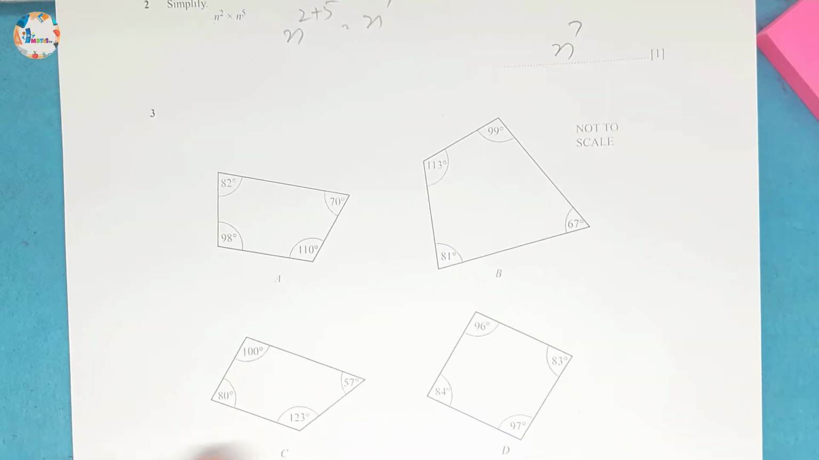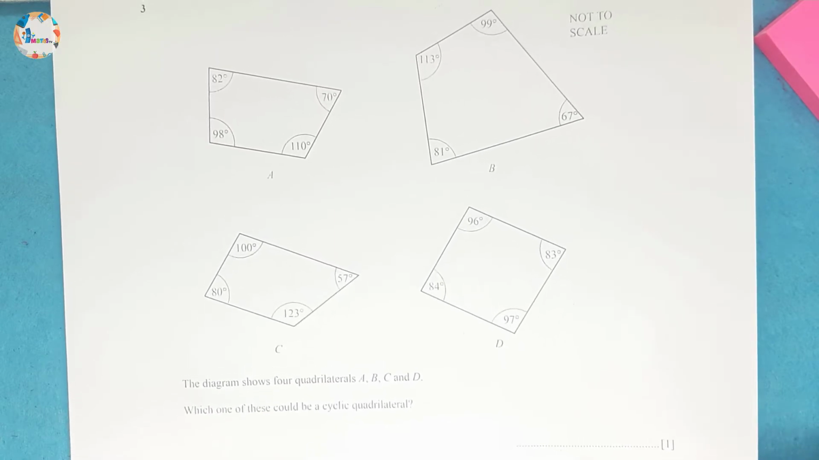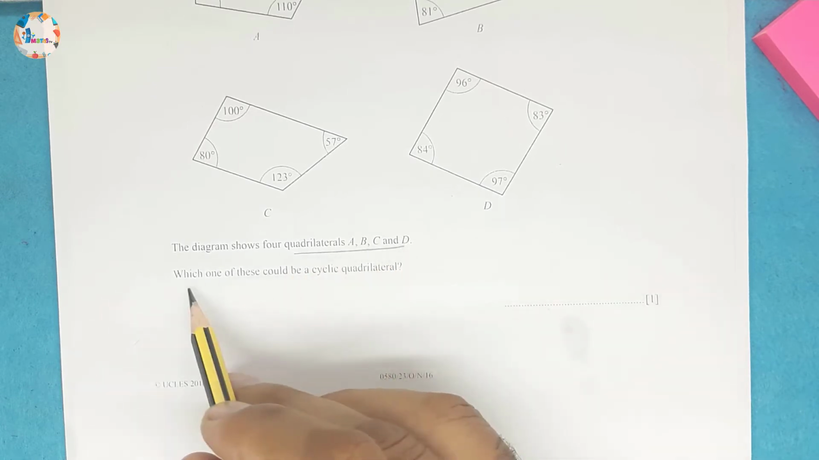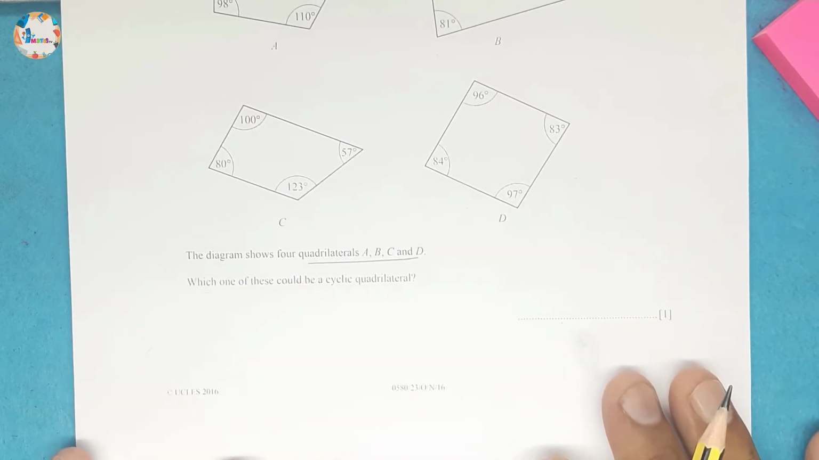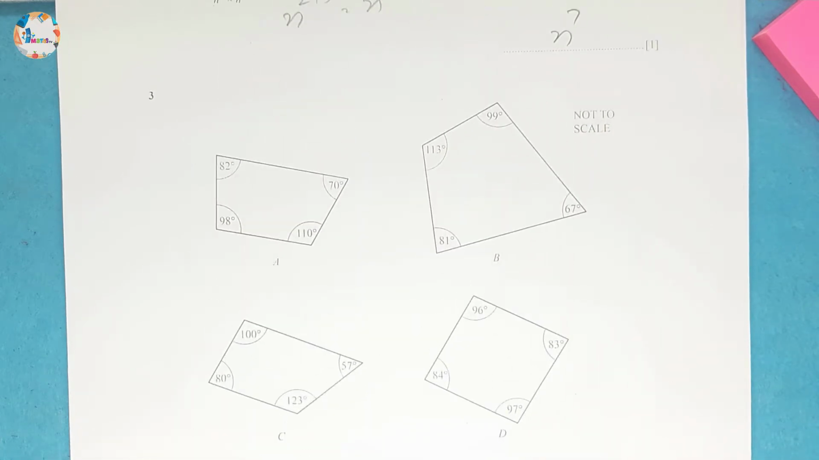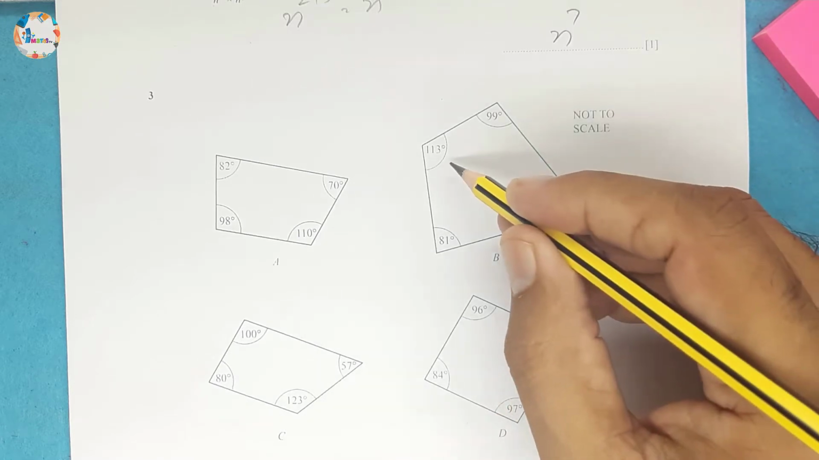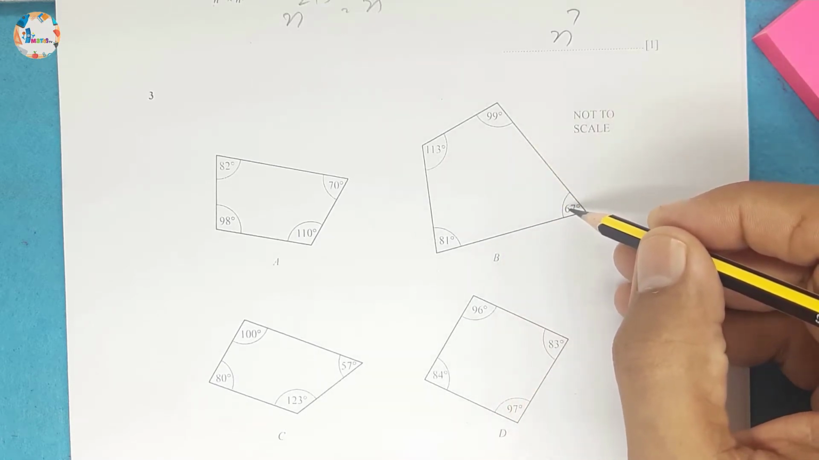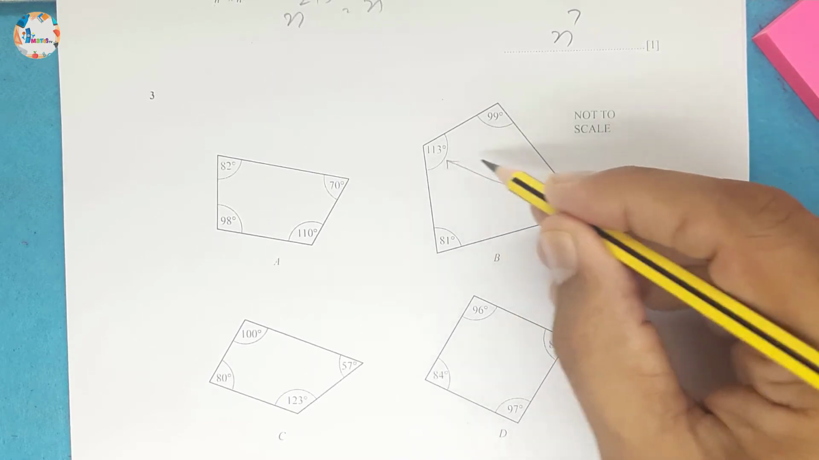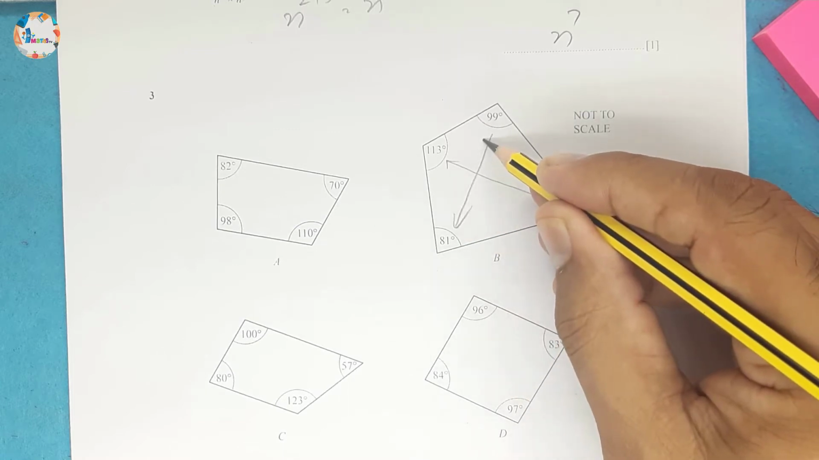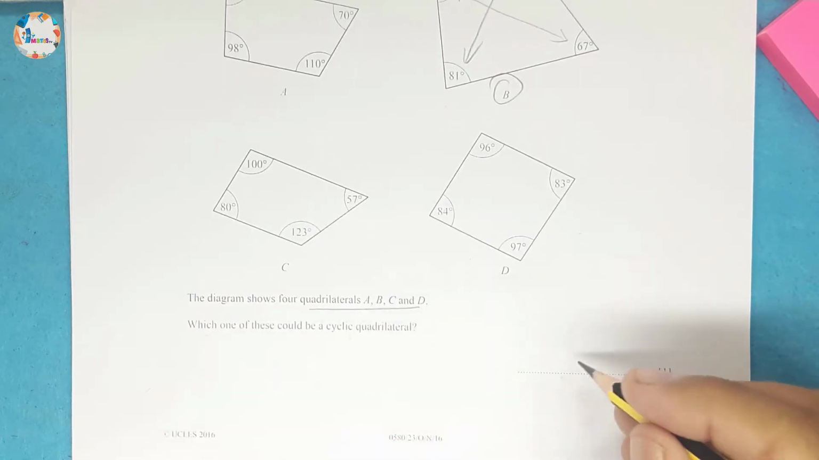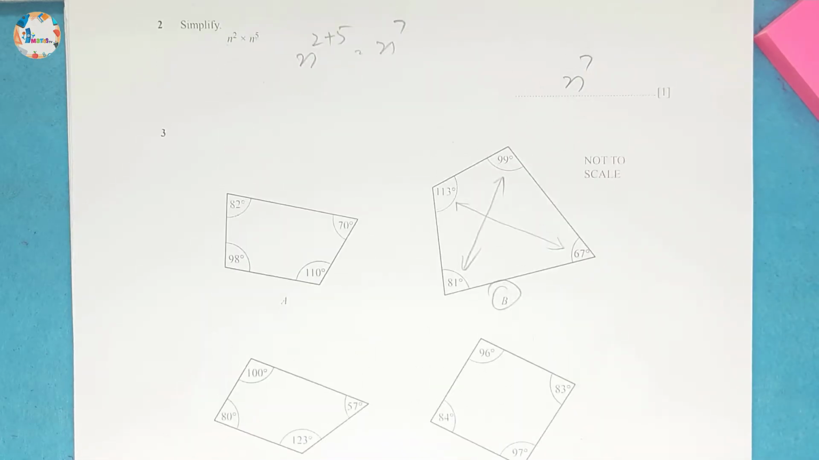Then question number 3. These four diagrams are provided. The diagram shows 4 quadrilaterals A, B, C, D. Which one of these could be a cyclic quadrilateral? A cyclic quadrilateral has opposite angles adding up to 180 degrees. So if we check, this angle pair adds up to 180, and this pair also adds up to 180 degrees. So this is B, which possibly can be a cyclic quadrilateral.